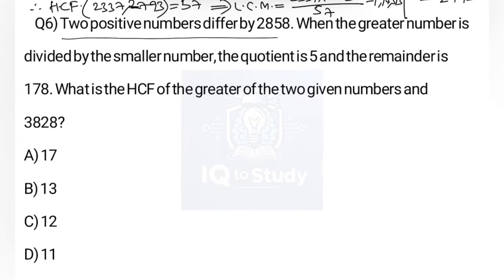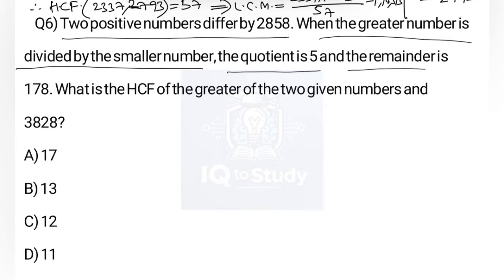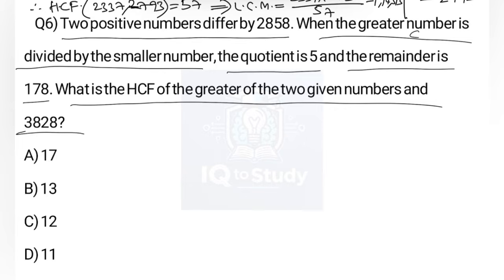Two positive numbers differ by 2858. When the greater number is divided by the smaller number, the quotient is 5 and the remainder is 178. What is the HCF of greater of the two given numbers and 3828? Let the greater number be G and smaller number be S. According to the question, they differ by 2858. It means G minus S is 2858. Let it be equation 1.